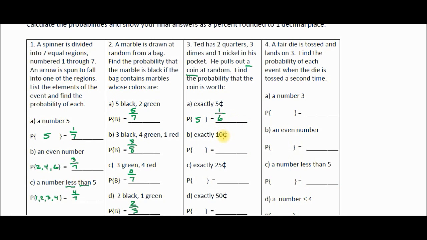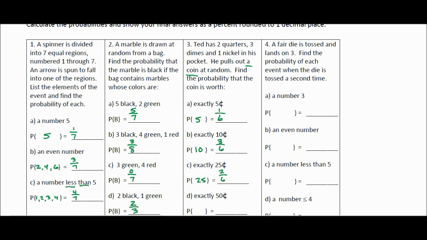Okay, what's the probability he pulls out exactly 10 cents? So let's take a look. How many coins are worth 10 cents? We got 3 dimes out of a total of 6 coins. How about the probability he pulls out a coin exactly 25 cents? We've got 2 quarters. So the probability of getting 25 cents if he pulls out one coin is 2 out of 6.